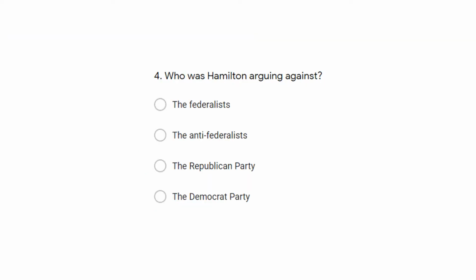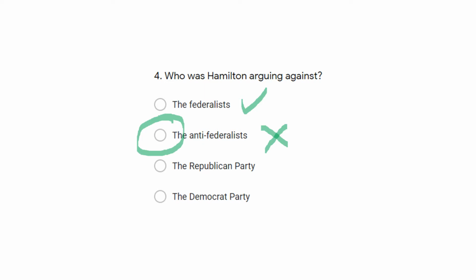Question 4. Who was Hamilton arguing against? You should know that the Federalist Papers are arguing in favor of federalism. So he is in favor of federalism. He is against the anti-federalists. The anti-federalists were the people that did not want a strong federal government. They only wanted to have independent states.